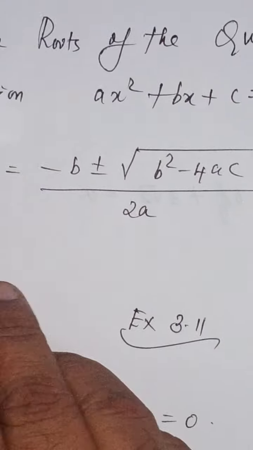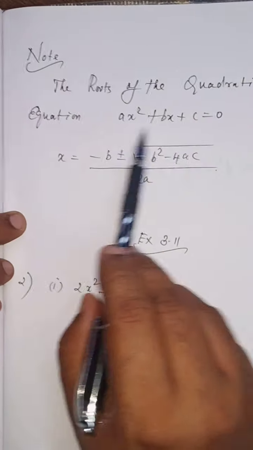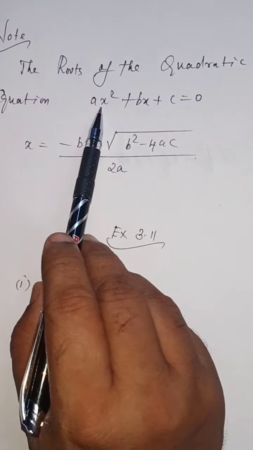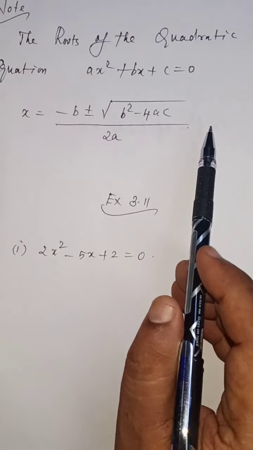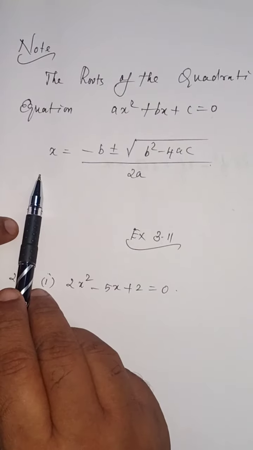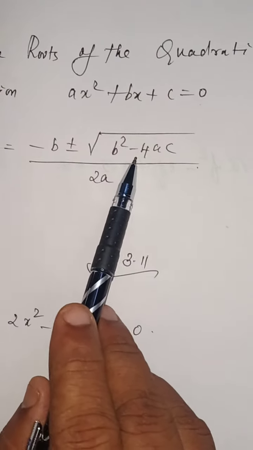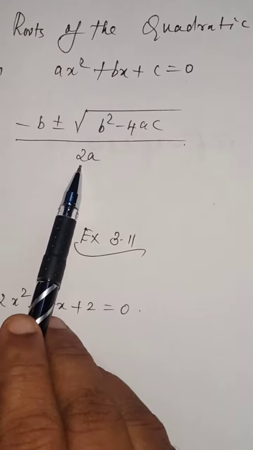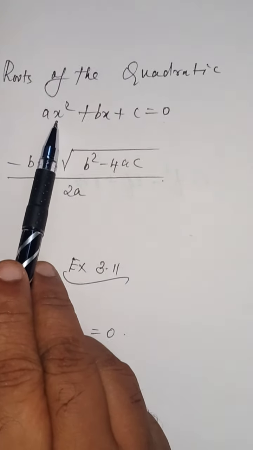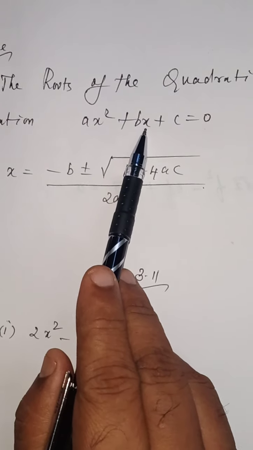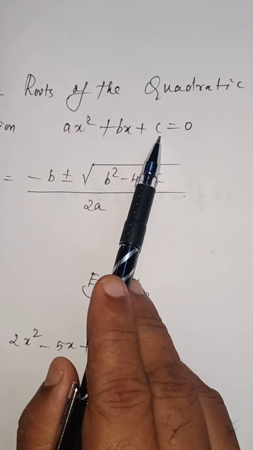Here the roots of the quadratic equation, you know the general form of the equation, quadratic ax square plus bx plus c equals 0. This is the formula. x equals minus b plus or minus square root of b square minus 4ac, the whole divided by 2a. a is the coefficient of x squared, b is the coefficient of x and c is the constant term.